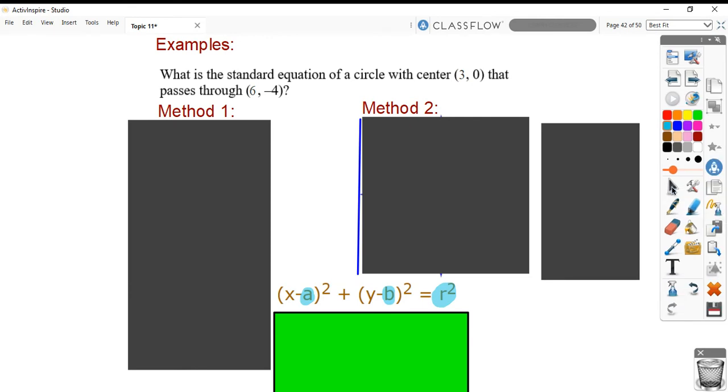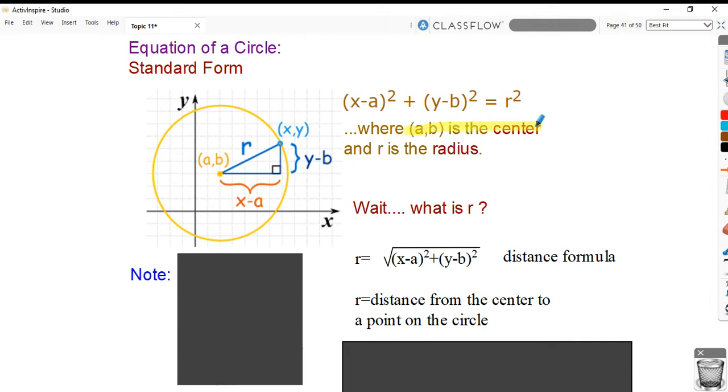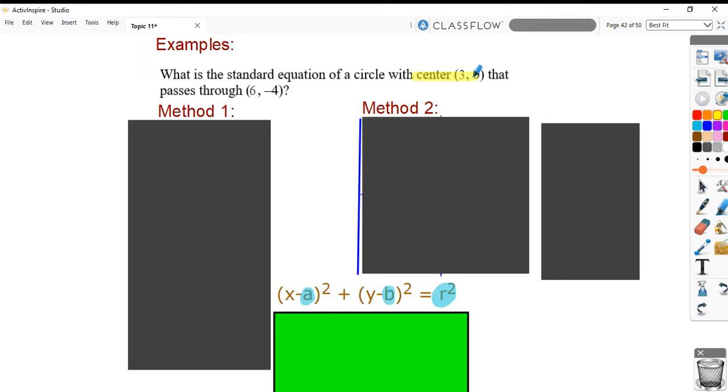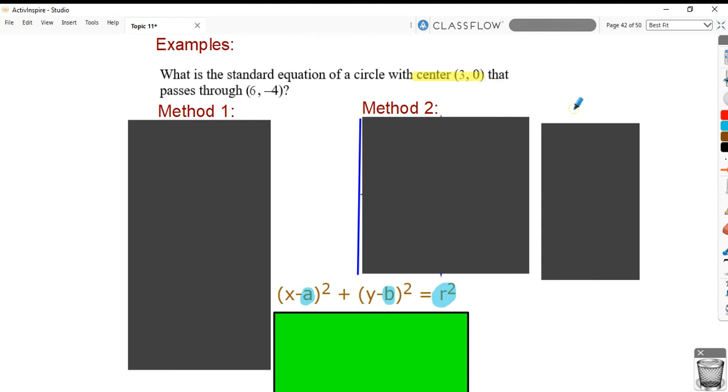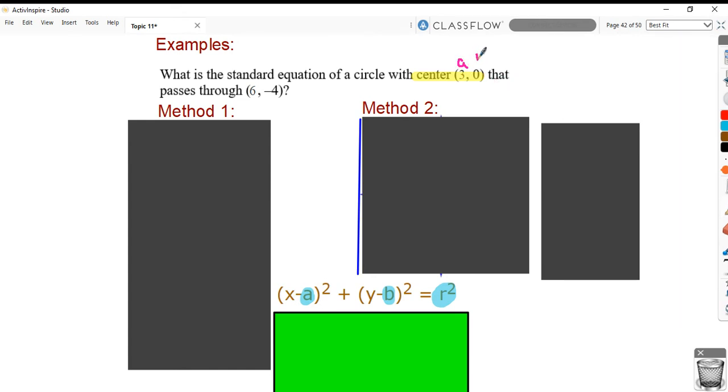For finding A and B, it's actually pretty simple because look at what we just wrote down. We just wrote down this little fact right here that A, B are the coordinates of the center of the circle. Look at this problem. It gave us the center of the circle right here. The center is 3, 0. So A is 3 and B is 0. Those are just given to us right off the bat.